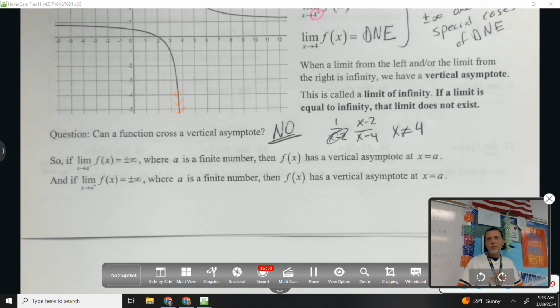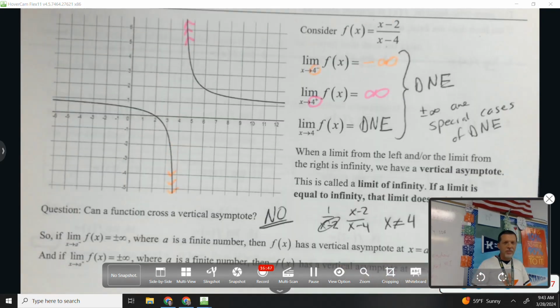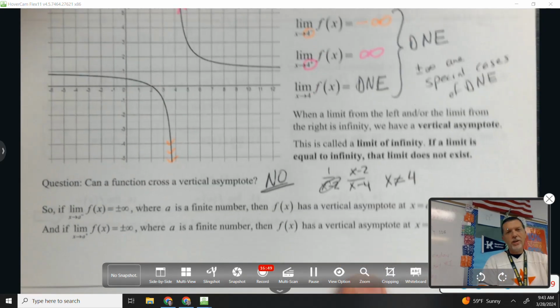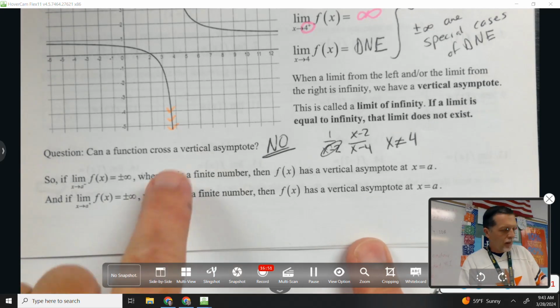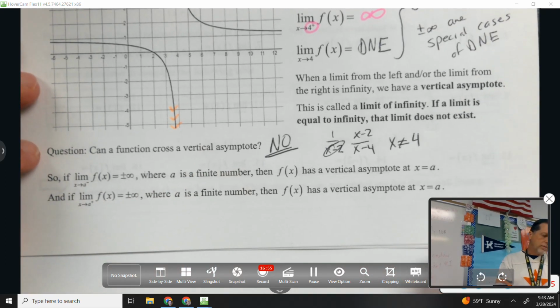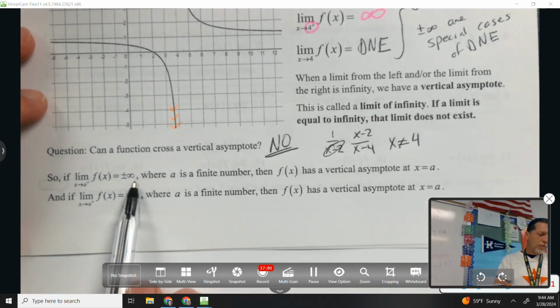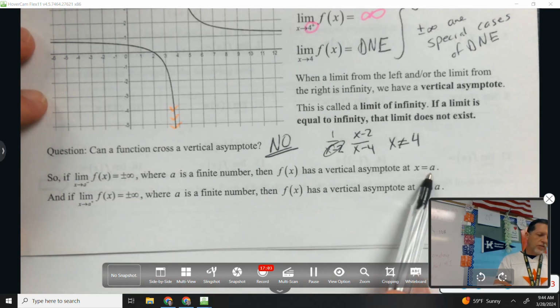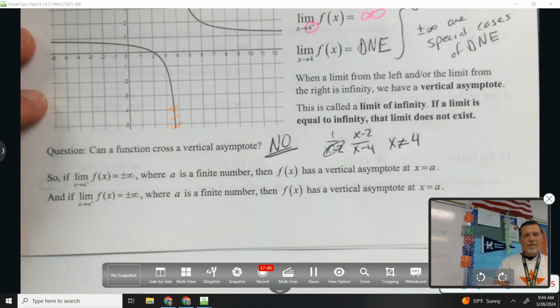You start learning all these math rules, and then they sometimes start stacking up on each other, and you're not sure which one's more important. You can't ever divide by 0, so x can't be 4, so you'll never have something cross a vertical asymptote. Okay, this is fancy talk for what we just said. If we're headed to plus or minus infinity, there's a vertical asymptote wherever that's happening.